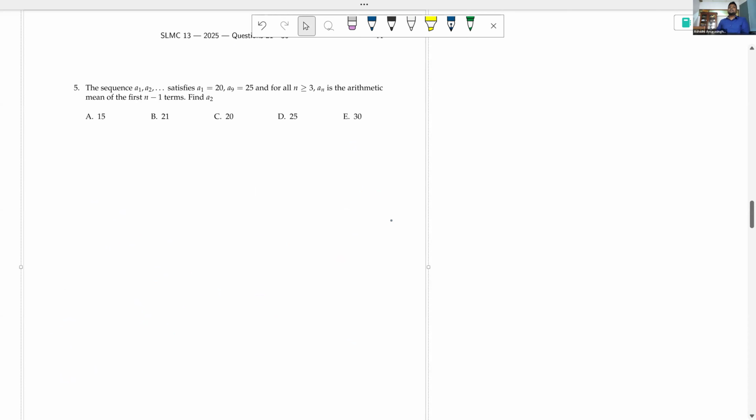Okay, the sequence a1, a2, and so on satisfies a1 equals 20. So a1 is equal to 20. And for all n greater than or equal to 3, an is the arithmetic mean of the first n minus 1 terms. That would mean (a1 plus a2) over 2 is equal to a3. And (a1 plus a2 plus a3) over 3 is equal to a4. So whenever you get this kind of general statement, substitute the first few terms and try to get a pattern.